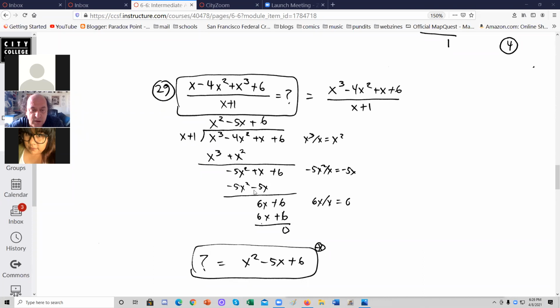Subtract, divide leading terms, 6x over x is 6 into the quotient. 6 times x plus 1 is 6x plus 6. And when you divide, there's 0 remainder. So with no remainder, it means that the ratio will just be the quotient. So the ratio is x squared minus 5x plus 6.